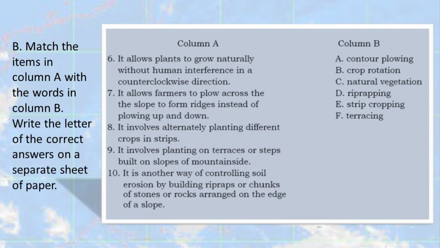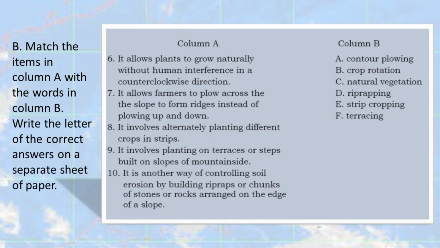Write the letter of the correct answers on a separate sheet of paper. Column A. 6. It allows plants to grow naturally without human interference in a counterclockwise direction. 7. It allows farmers to plow across the slope to form ridges instead of plowing up and down. 8. It involves alternately planting different crops in strips. 9. It involves planting on terraces or steps built on slopes of mountainside. 10. It is another way of controlling soil erosion by building ripraps or chunks of stones or rocks arranged on the edge of a slope.